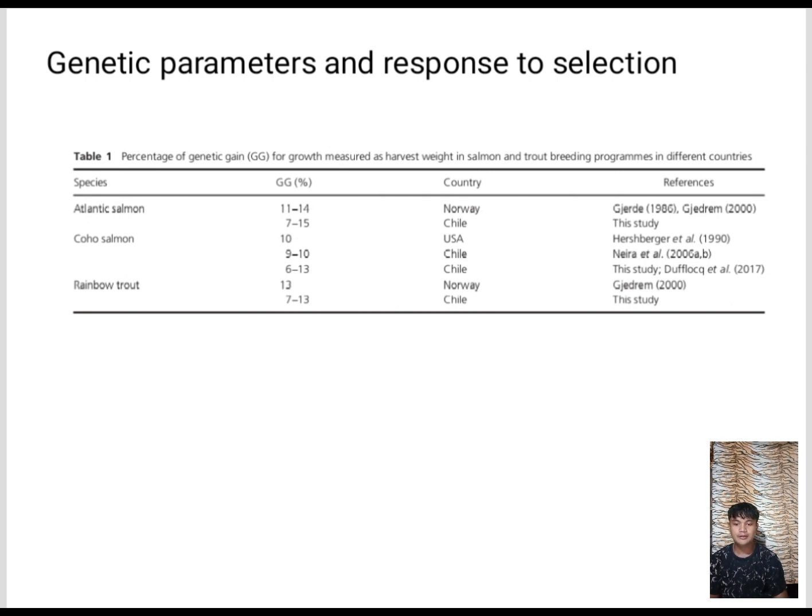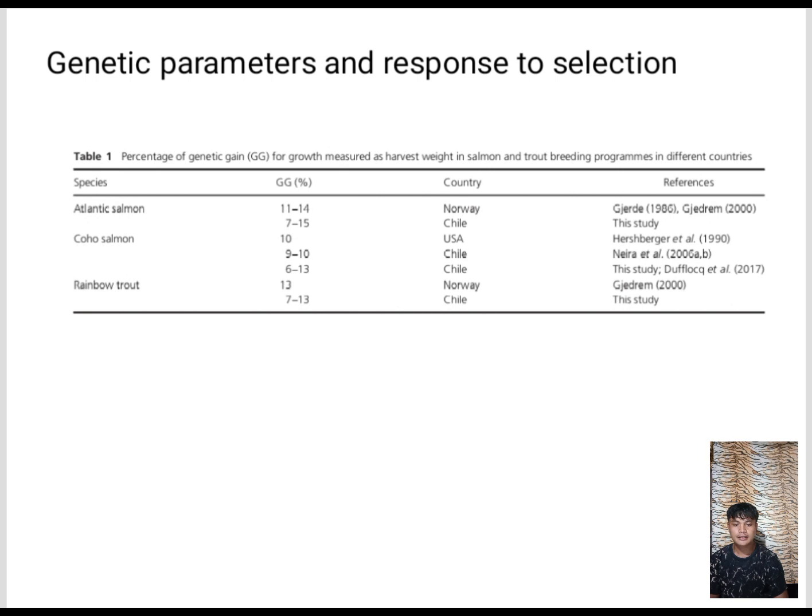Growth is the main breeding objective in salmonids. The main selection trait is weight at harvest, which in the Chilean production context is about 3 kilograms in coho salmon and rainbow trout. In Atlantic salmon, selection responses have been reported for breeding programs around the world in all three species for weight at harvest. Genetic gains achieved are 10% per generation.